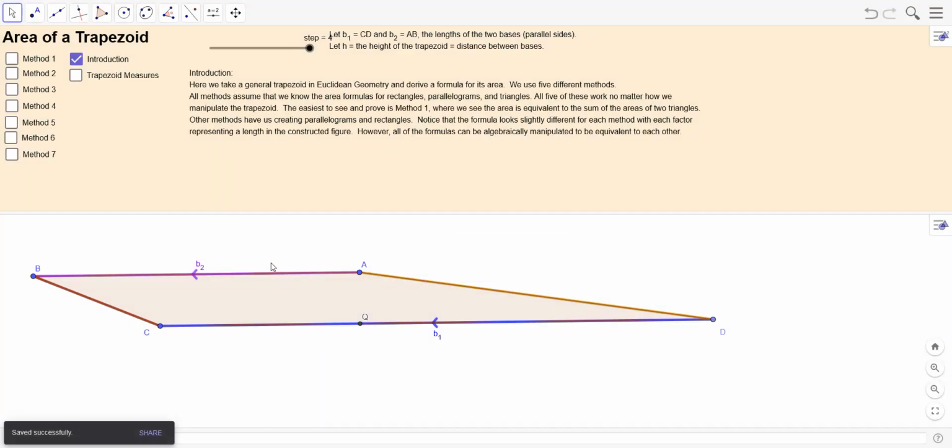So that is the area of a trapezoid. Pretty interesting, huh? You wouldn't think that that would have so many different possibilities there, but it does. And maybe there's more. Lots of cool stuff there.